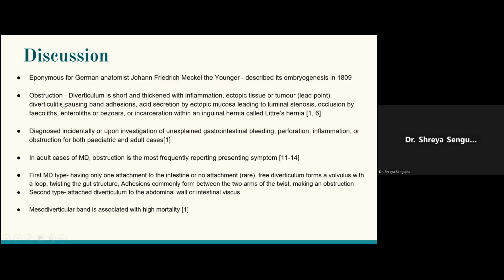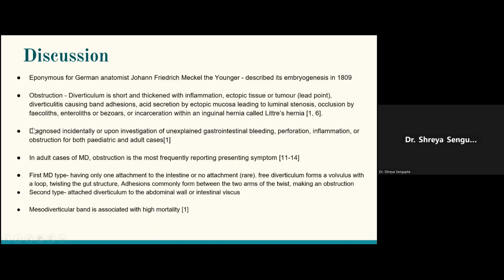There could be diverticulitis arising from the diverticulum, which can cause band adhesions. Acid secretions by ectopic mucosa can also cause stenosis because, as we know, the diverticulum contains ileal tissue and gastric tissue as well. Then there could be occlusion by fecaliths, enteroliths, or bezoars. Then, very rarely, we can even find an inguinal hernia, which is called Littre's hernia. So all of these can cause obstruction.